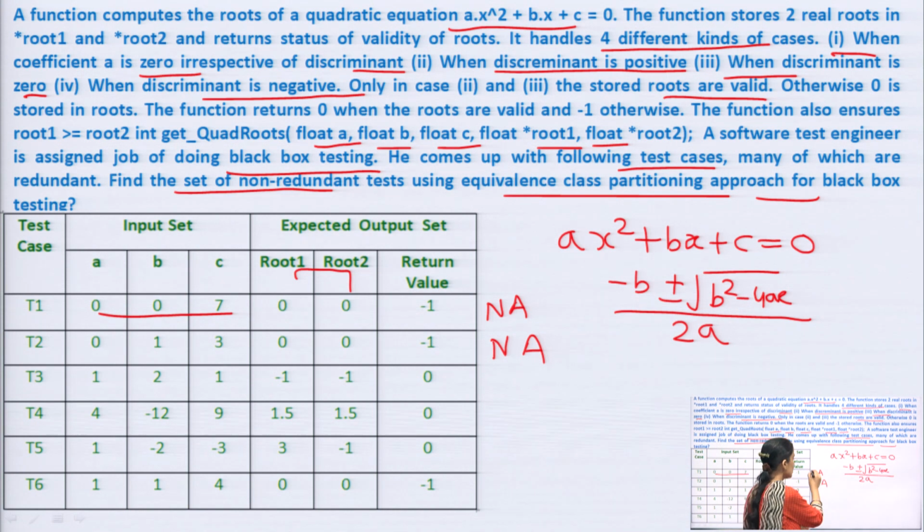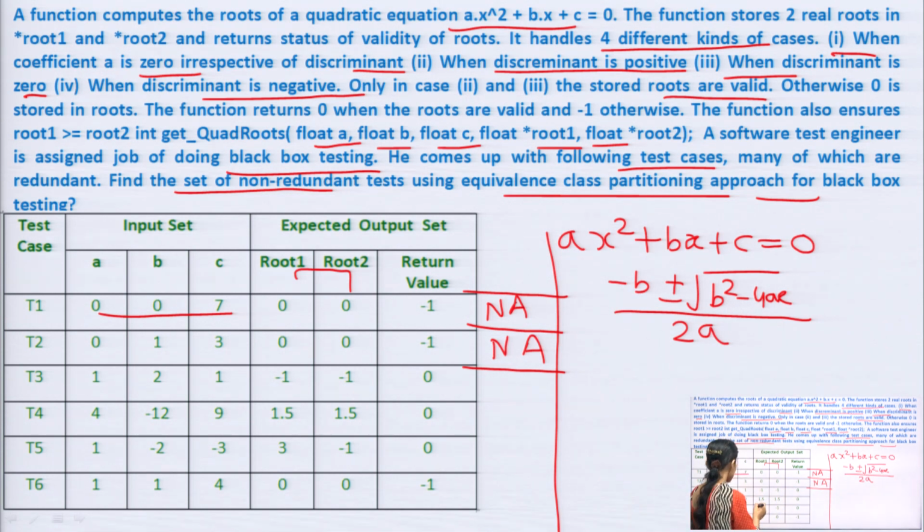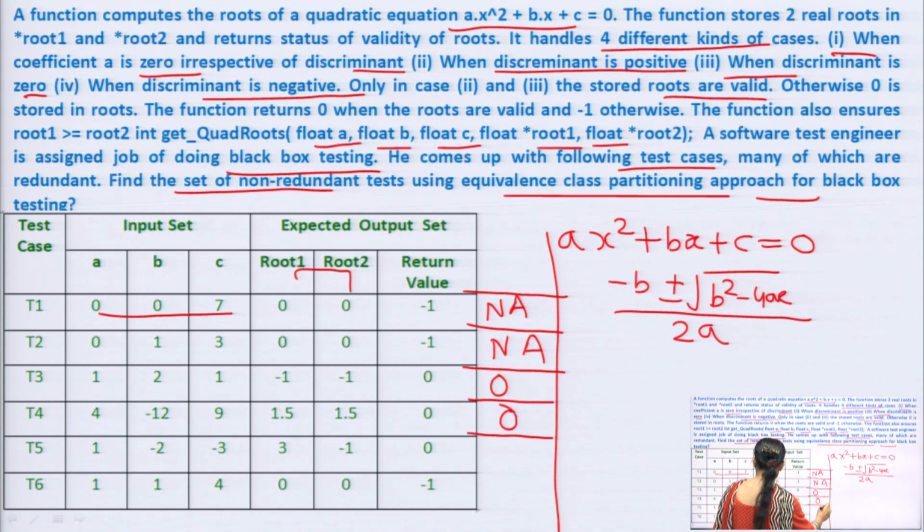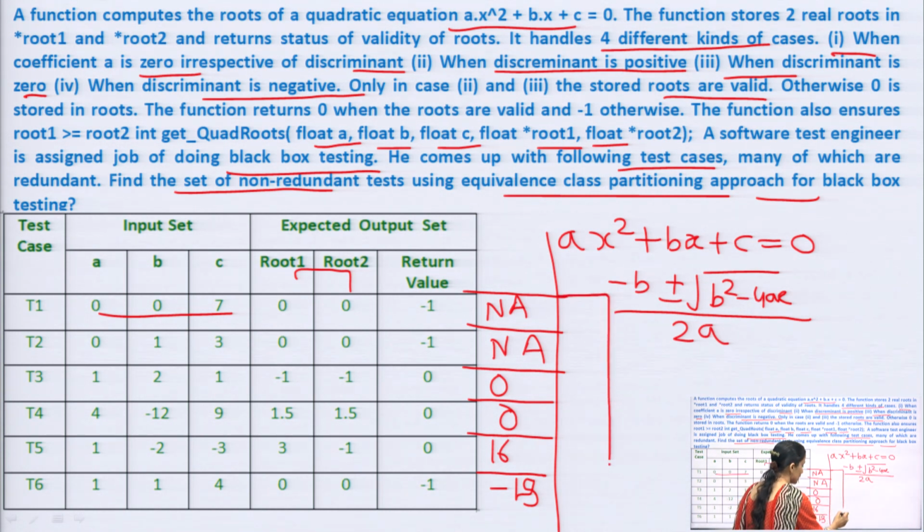For T1, it gives me not applicable. For the second value it is also not applicable. For T3, suppose I put 1, 2 and 1, I get the values minus 1 and minus 1, and it gives me the return value 0. Again this is 0; the value here comes 16 and here it is minus 15. Suppose I classify them as per the equivalence classes.